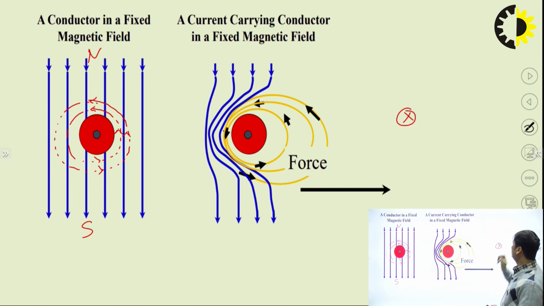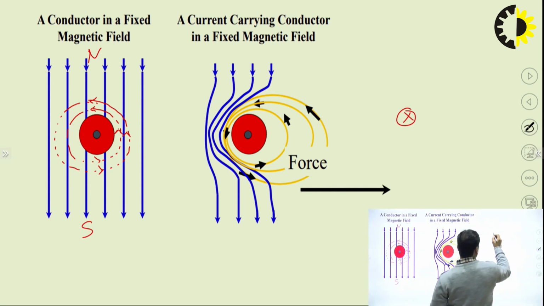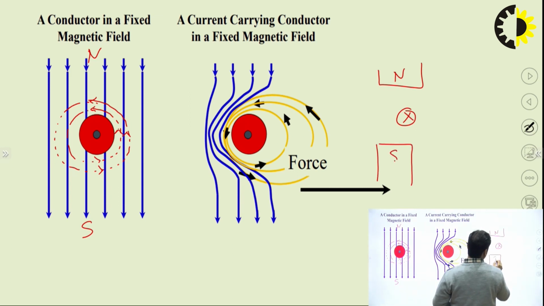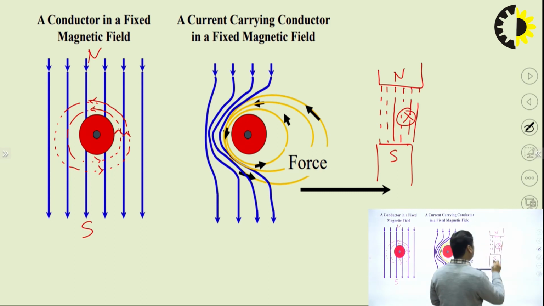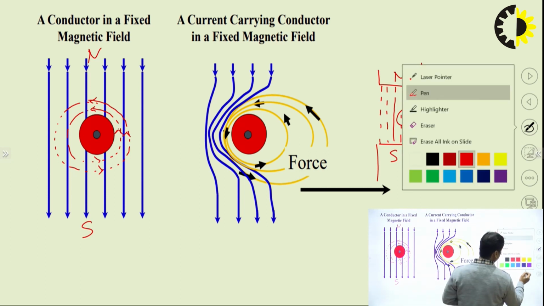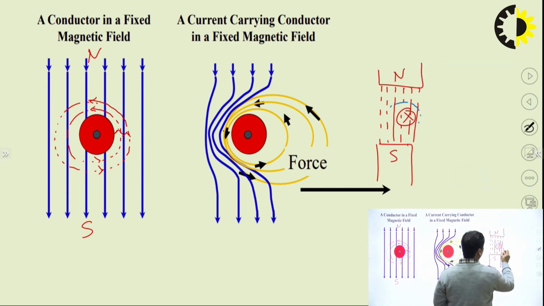When the cross is there, you can say that the current is going inside. Suppose this is the north pole, this is the N, and this is the S. You can see these are the lines of force or flux for this, and since it is a cross, it means that the current is going inside. So when the current is going, the flux will change direction. It will be like this.